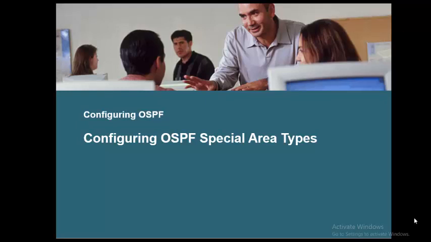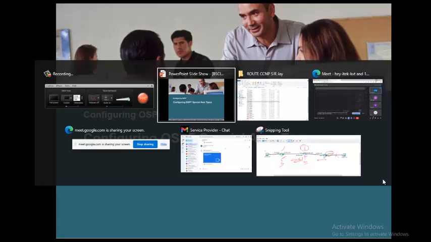So when we talk about the routes learning from other autonomous system, the routes are advertised as type 5 LSA. LSA type 5 advertisements in the routing table will be shown by default as E2. For that, I would like to take a topology.